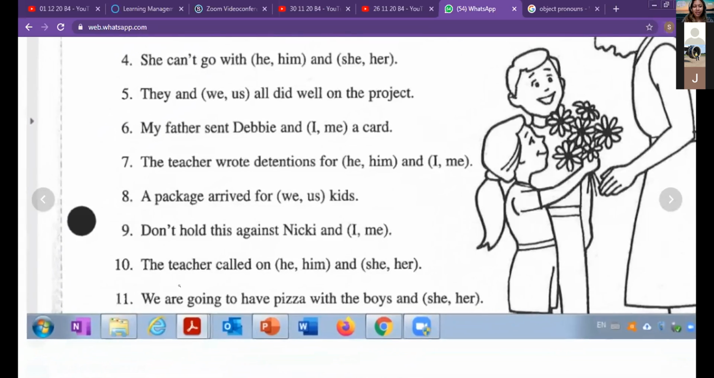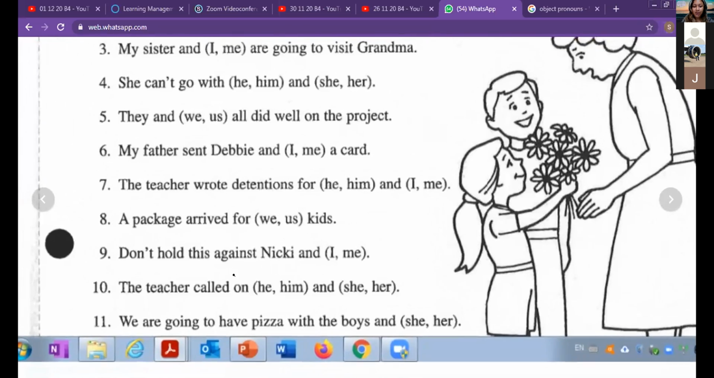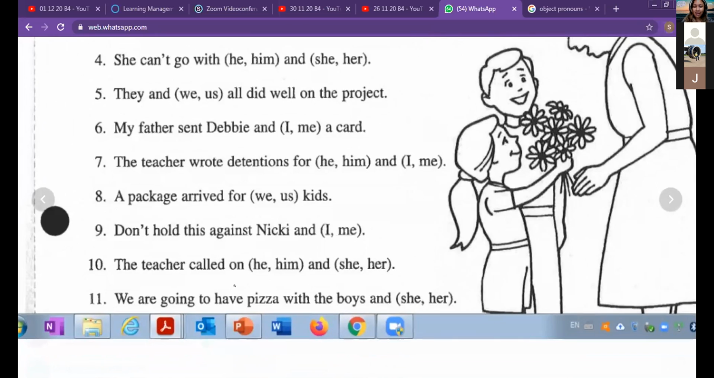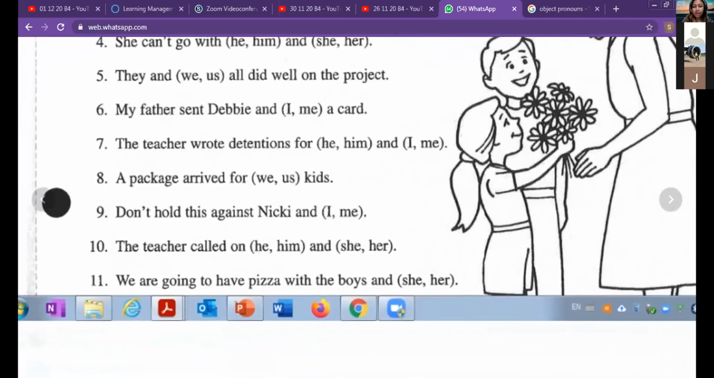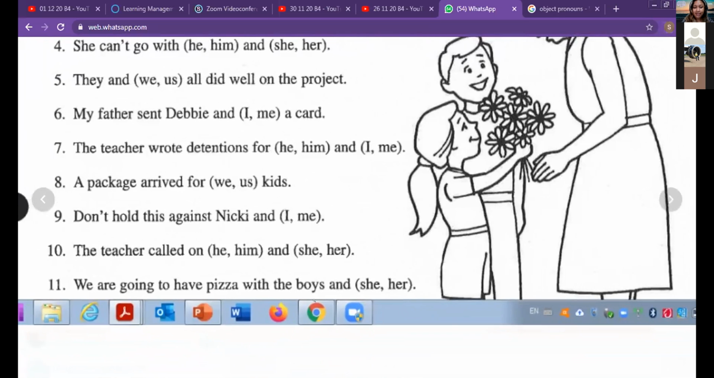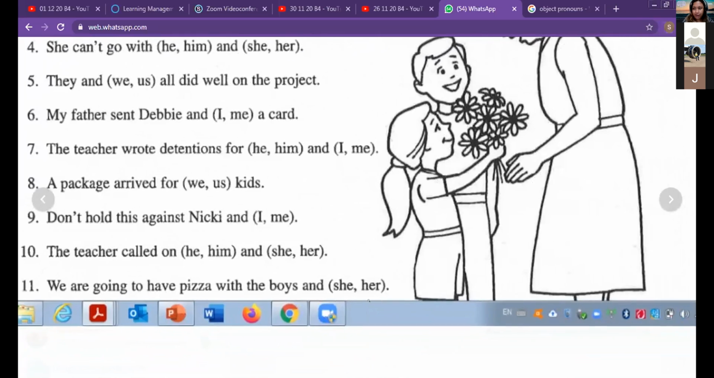Okay. Number 10. The teacher called on, preposition, called on him and her. And her. Okay, and the last one. We're going to have pizza with the boys and with her. And her. Very good.